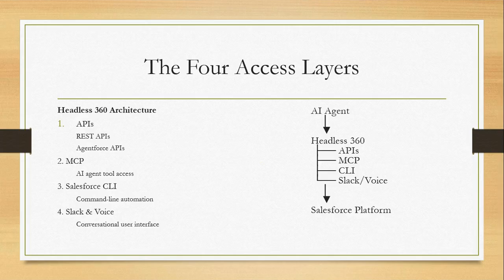There are 4 access layers in the Headless 360 architecture. APIs are one layer, then MCP, Salesforce CLI, and Slack. Of these 4 access layers, today we are going to use MCP. So go to next.